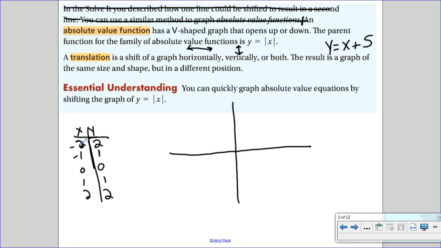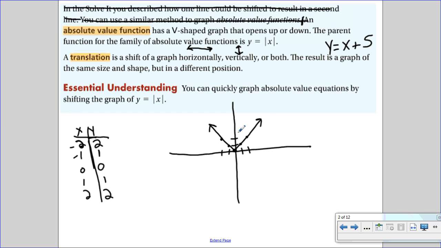So now if we tried to graph these, we go left 2, up 2. -1, 1, left 1, up 1. 0, 0 is right here. +1, +1, so over 1, up 1. And to the right 2, up 2. And you see what happens is you have a V. And that's what an absolute value function or equation looks like, a V.